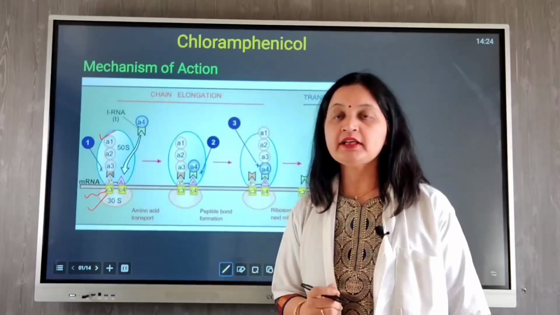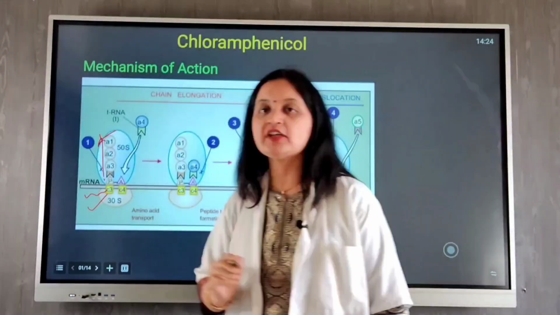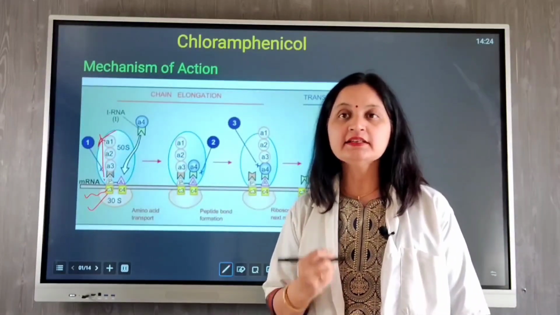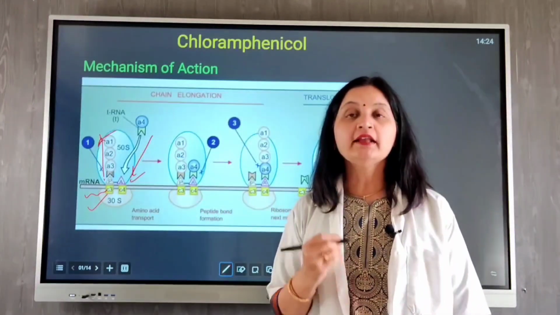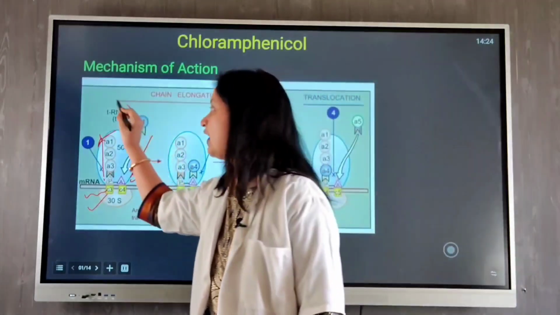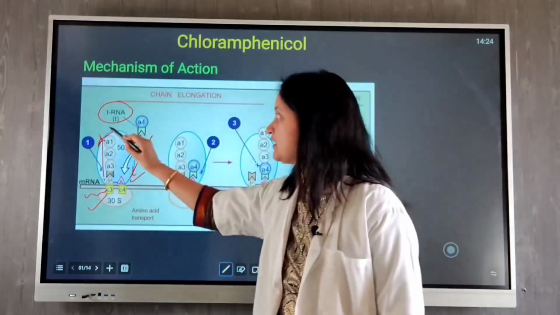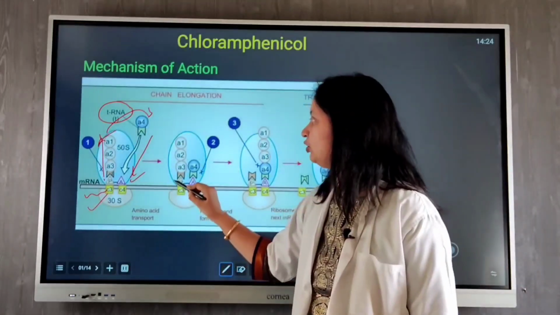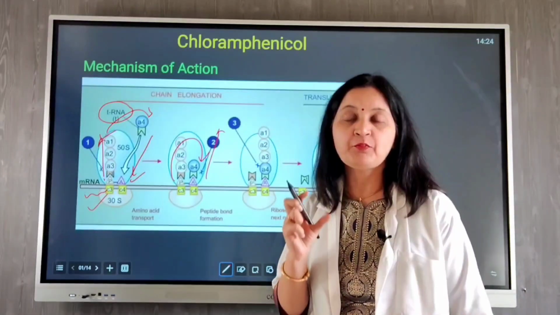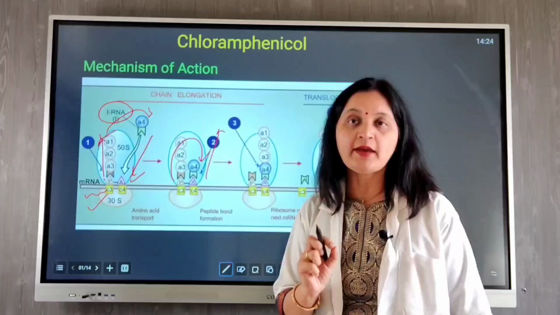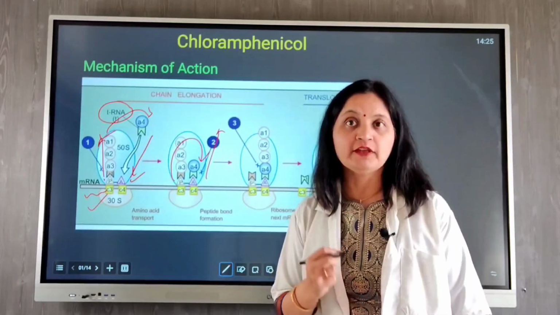Now the 50S subunit consists of a peptidyl site or P site to which a nascent peptide chain gets attached. And there is another site, the acceptor site, to which a new amino acid gets attached, and this is transported with the help of a transfer RNA. Subsequently the nascent peptide chain gets transferred from the peptidyl site to the acceptor site, and there is peptide bond formation. So peptide bond formation occurs between the new amino acid and the nascent peptide chain, and this leads to growth and elongation of the peptide chain.